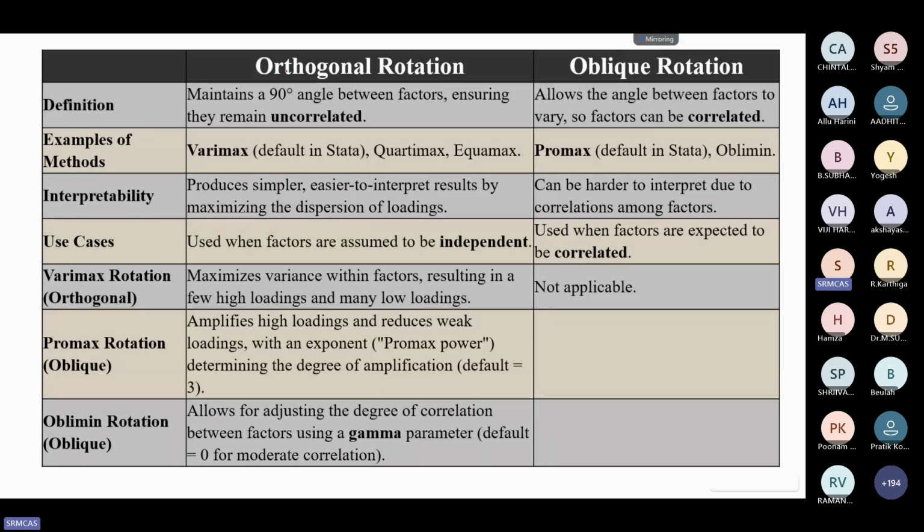For orthogonal rotations, there are different kinds of estimation methods: Varimax, Quantimax, and Equimax. Varimax is the default in all the software. In SPSS we can choose others as well, whichever methods we prefer. For oblique rotations, Promax is usually used. By using Varimax and Promax, we can rotate the factors and group the variables under different factors.